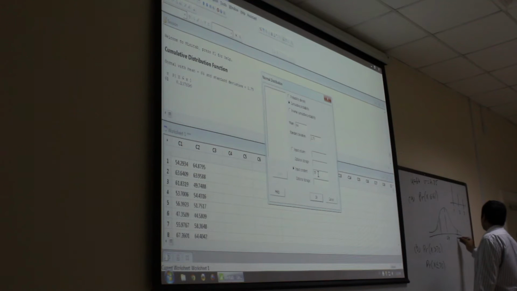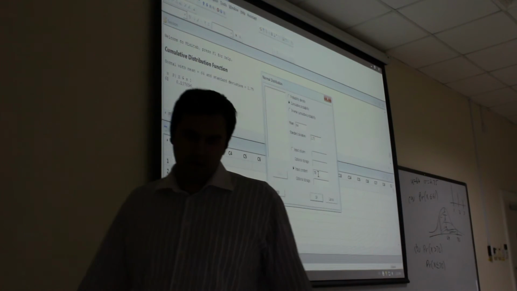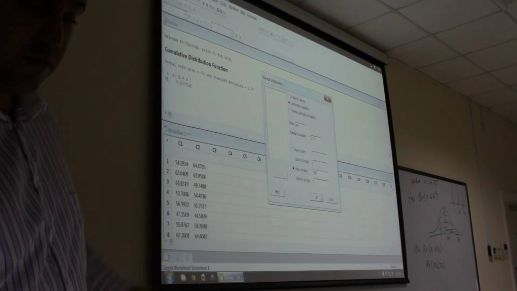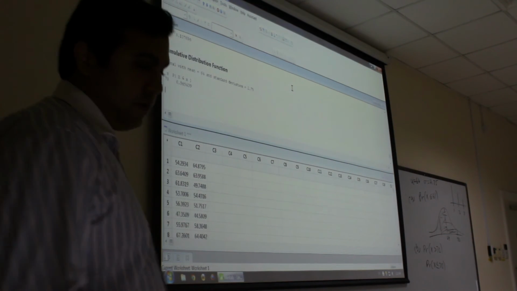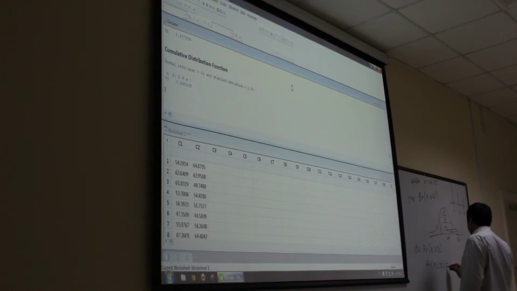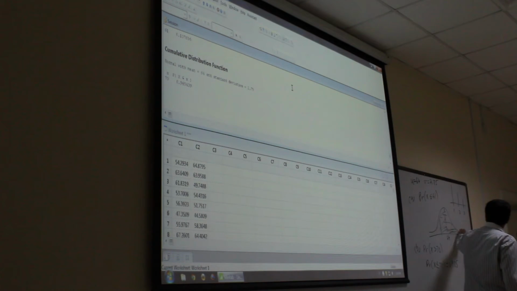So graphically, if this is 70, you'll get this whole area, all the area on this side, to the left of that value. You get 0.985. So the probability that X is less than or equal to 70 is 0.985. That's good enough. So this area is 0.985.